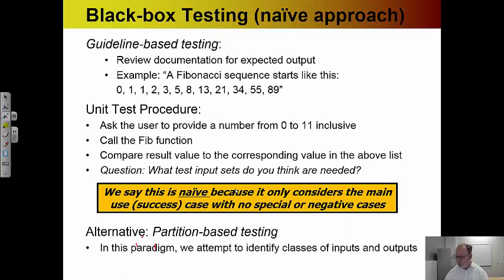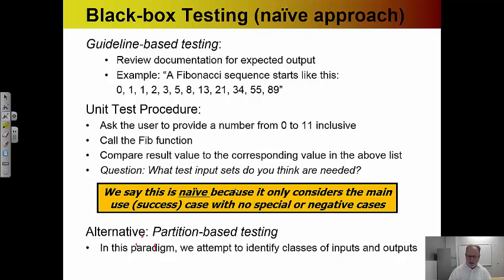A naive approach to black box testing does that: review the documentation for expected output. So you may have documentation that's something benign, like a Fibonacci sequence starts like this, 0, 1, 1, 2, 3, 5, 8, 13, 21, 34, 55, 89. I imagine you encountered Fibonacci sequences when you were doing your induction proofs and your recursive programming, but if you haven't before, a Fibonacci sequence is a function where the current result is based on the sum of the two previous results.